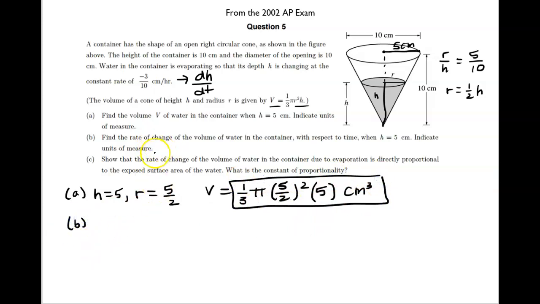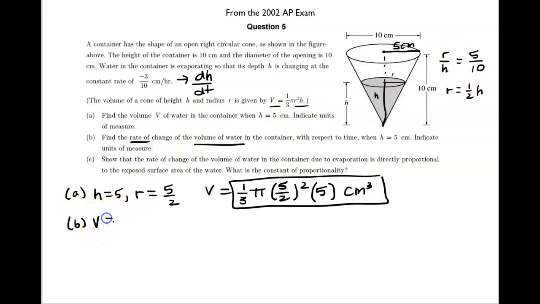For part B, it asked me to find the rate of change of the volume of the water in the container with respect to time when h is equal to 5. So we're going to use this formula here. Because we have this relationship between r and h, we're going to go ahead and use that to begin with. We're trying to find rate of change of volume of the water. We're given dh/dt, so we only want to have V and h in our formula. So instead of r, we can replace the r with the 1/2 h.